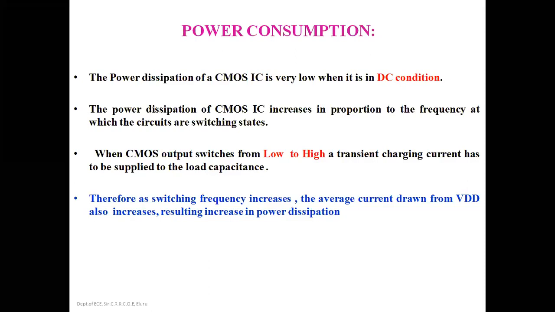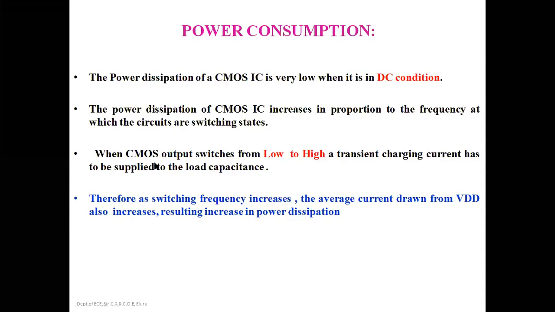But the power dissipation of the CMOS IC increases in proportion to the frequency at which the circuits are switching states. When the output is changing between the states, the CMOS IC power dissipation or power consumption increases rapidly, because it depends on the frequency at which the circuit is switching between the states.